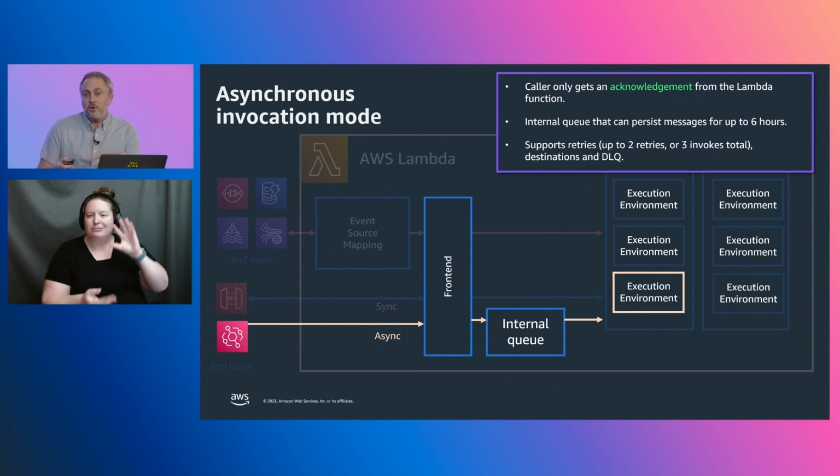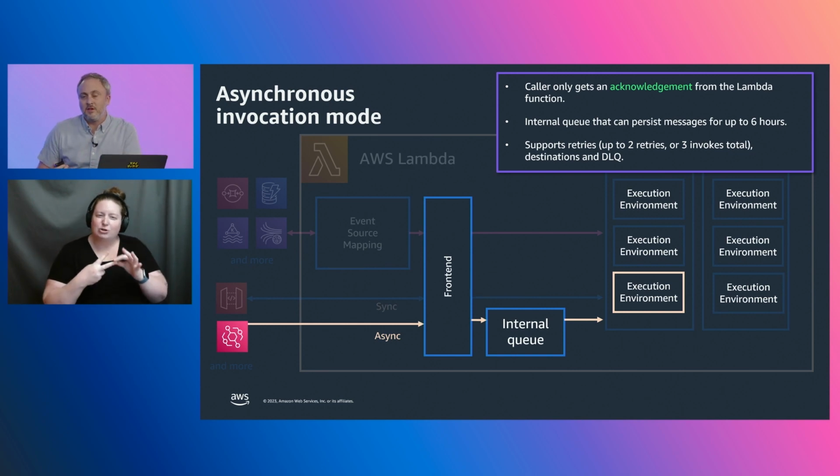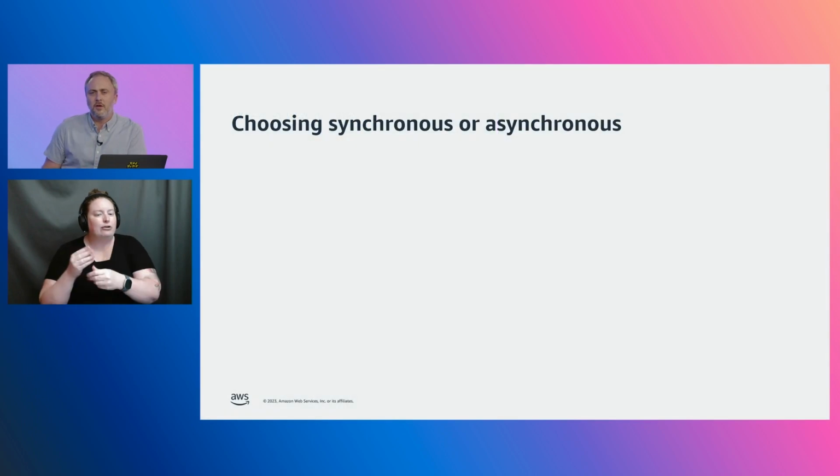And that internal queue can actually persist your invocation request for up to 6 hours, right? After that point, if you still have not successfully invoked your Lambda function, then you have other options like sending that downstream to a dead letter queue. So that's what it looks like under the hood.